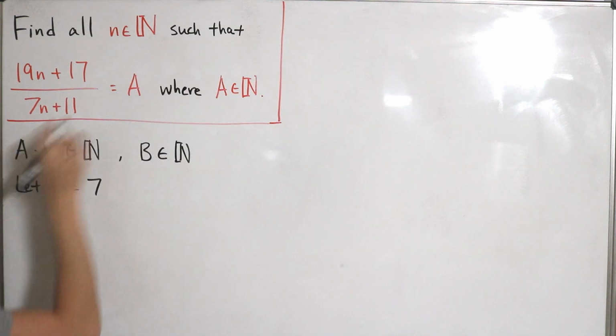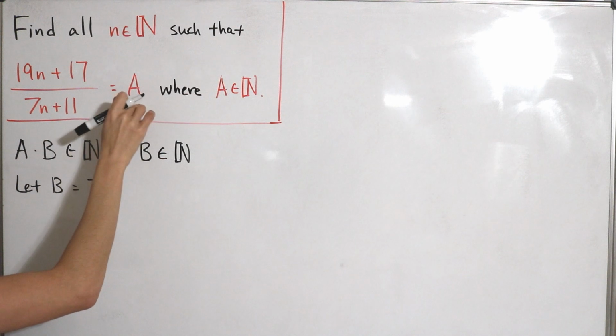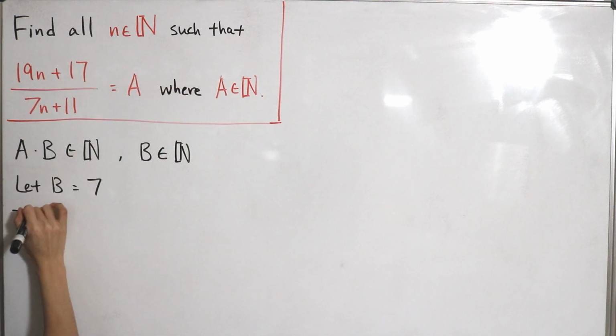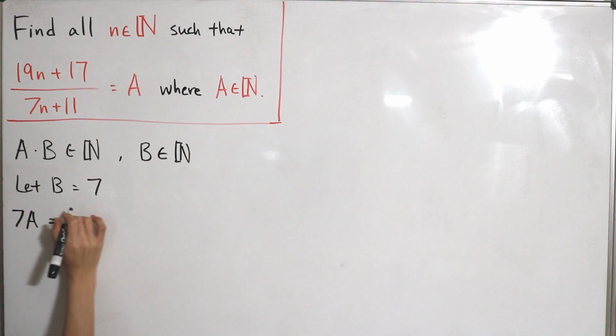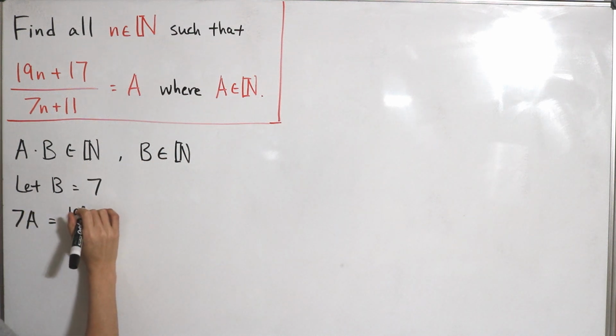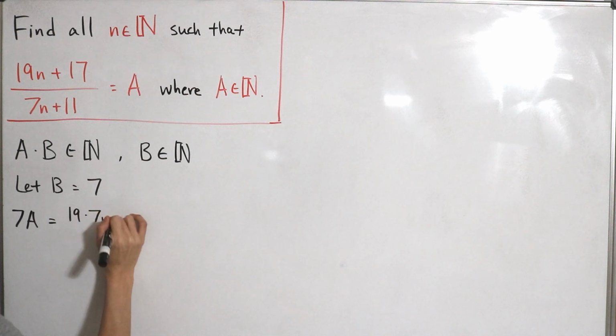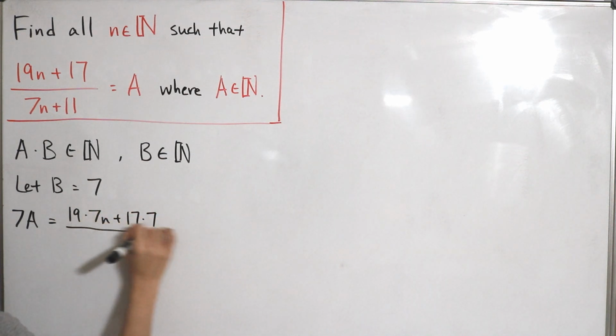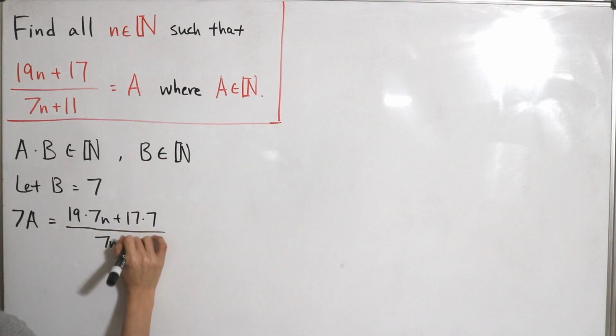So multiply 7 to both sides. I'm just going to reverse the sides, so a goes on the left and our expression will be on the right. This will be 7 times a, which equals (19 times 7n, and then add this with 17 times 7), all divided by 7n + 11.